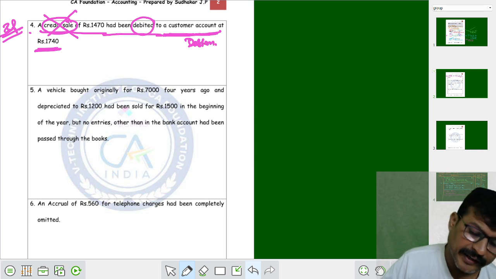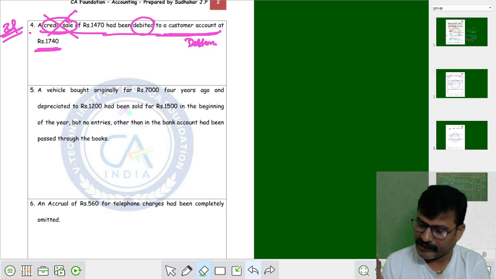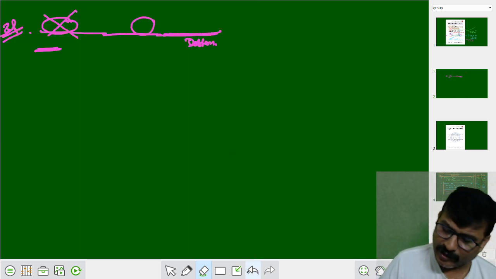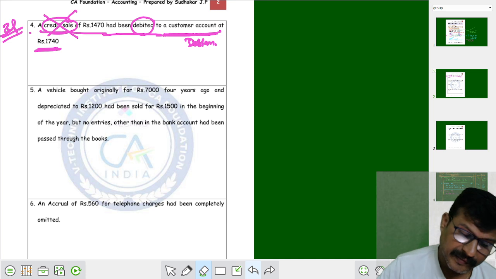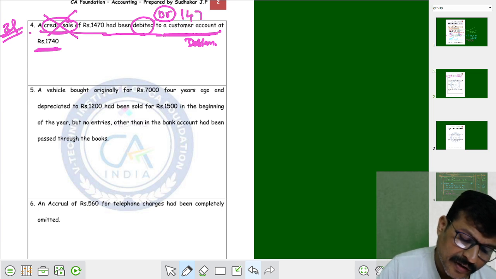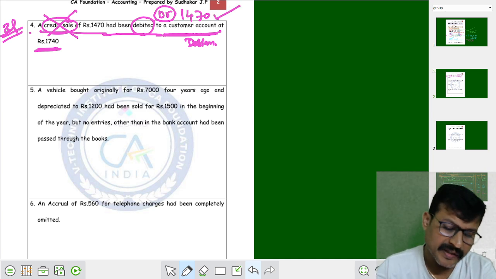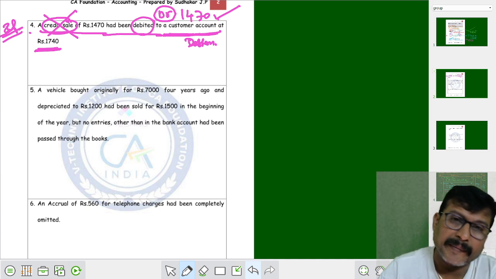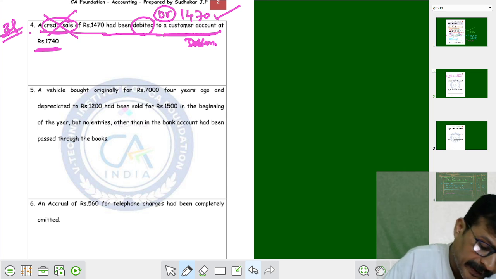What we have to do for debtors? Debtors are debited. Debtors are debited with how much? With how much we have to record? We have to record only 1,470, which is correct, because debtor is an asset. Asset is to be debited. Debit with 1,470. But what have you done? Debited to the customer.